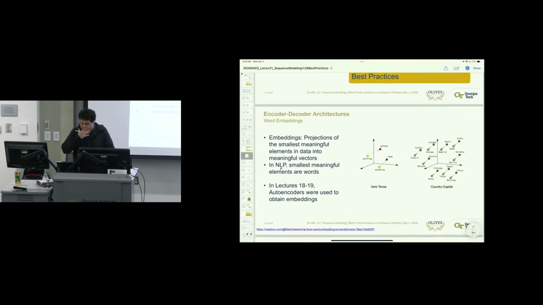In this case, we have something called word embeddings that we need to start with. So in CNNs, when we did classification, we took an image, let's say it had a cat in the middle.